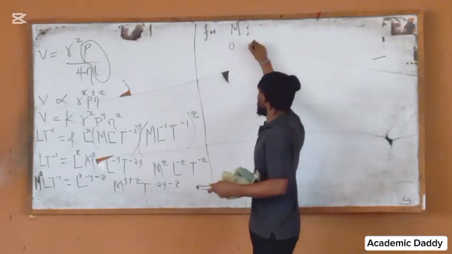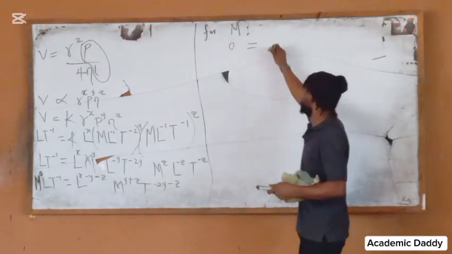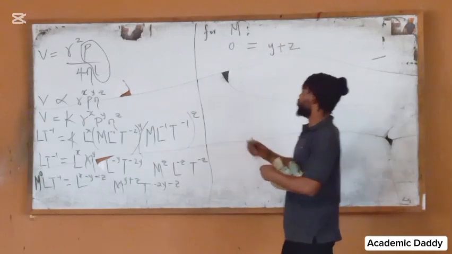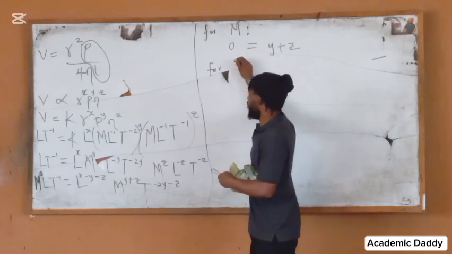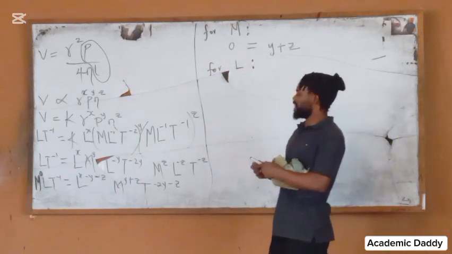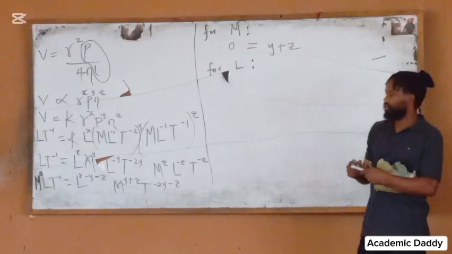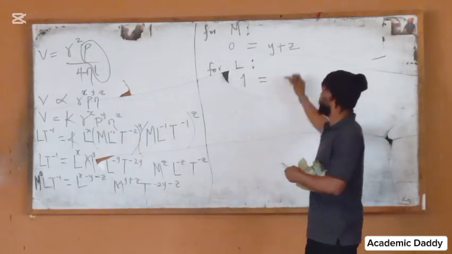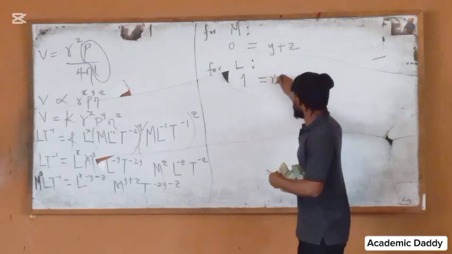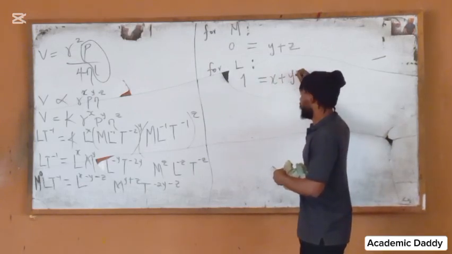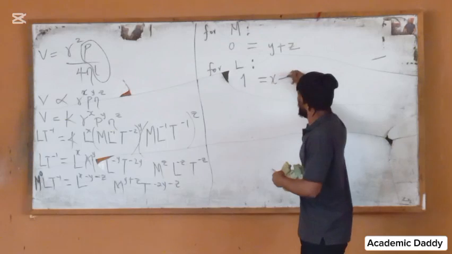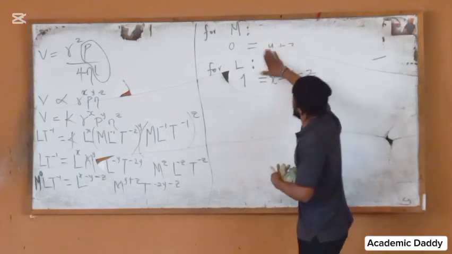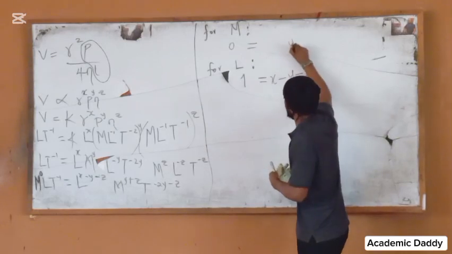On the right hand side, what am I seeing as the power of M? Y plus Z. Let's do for L. On the left hand side, what am I seeing as the power of L? 1. On the right hand side, what am I seeing as the power of L? X plus Y, minus Y minus Z, like this. Let me just bring my Y and Z this side.